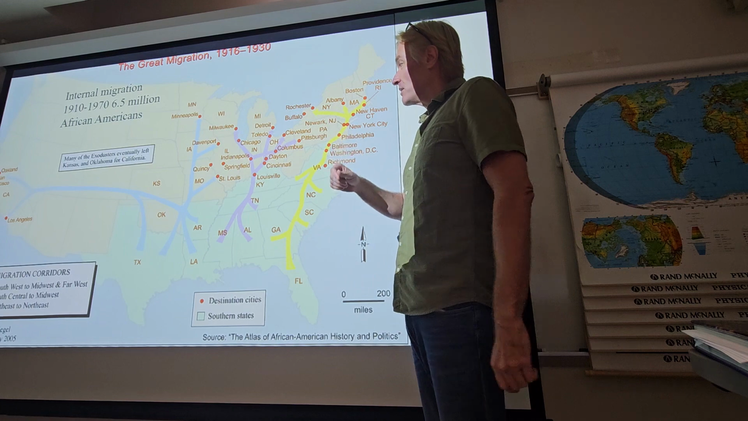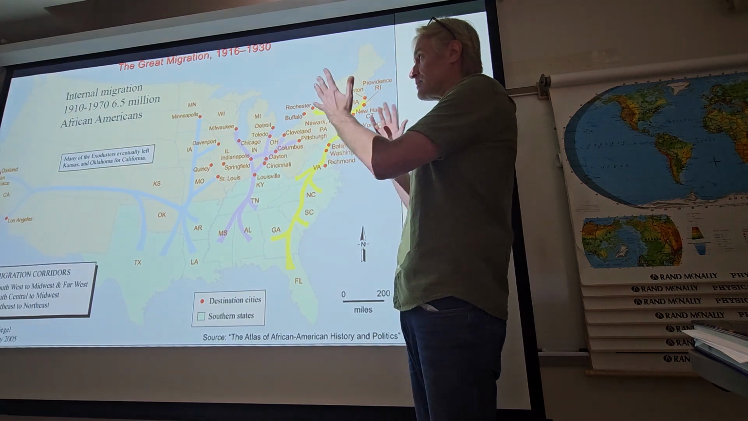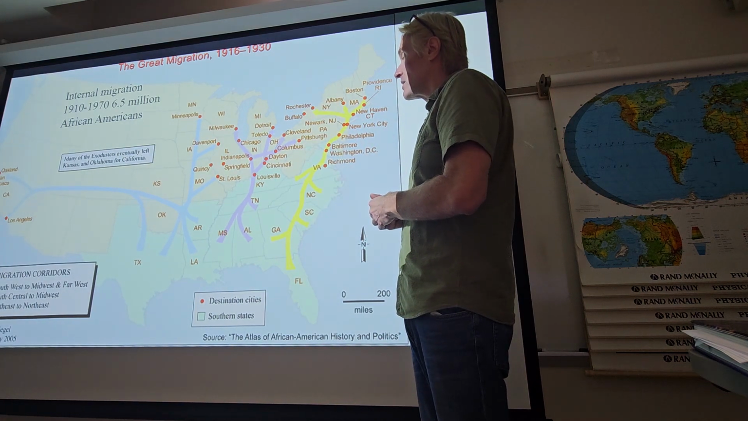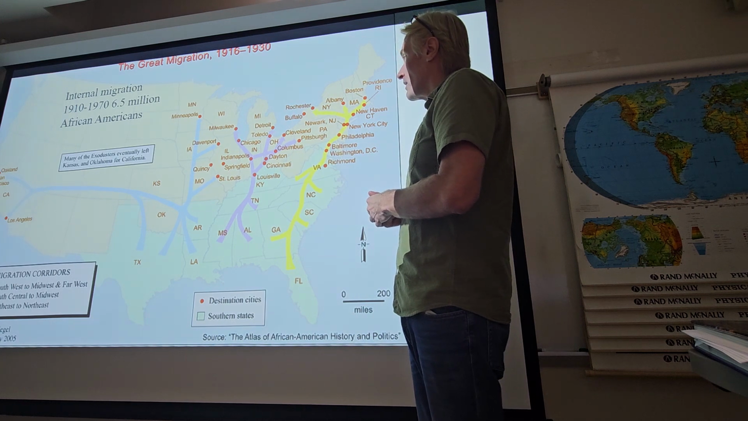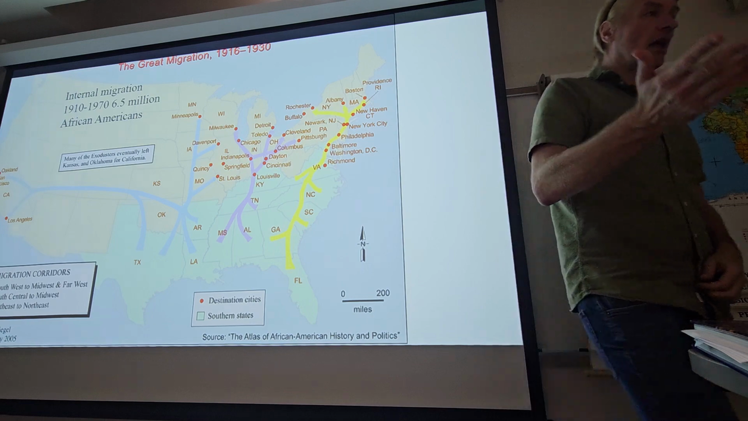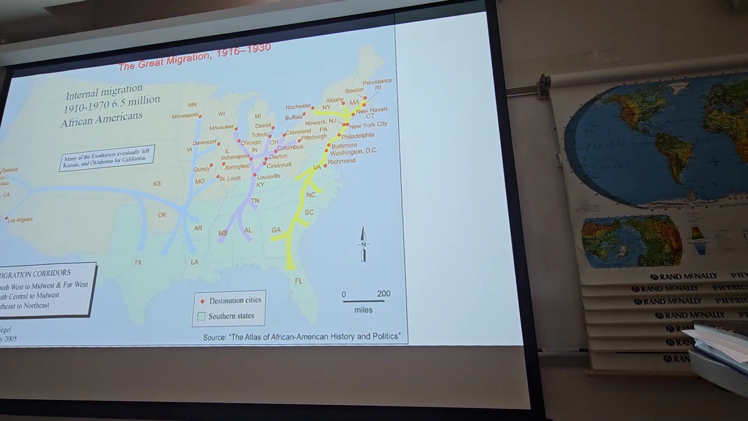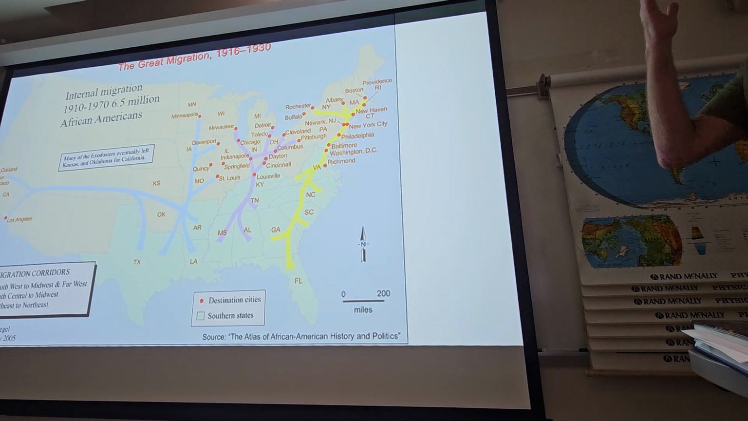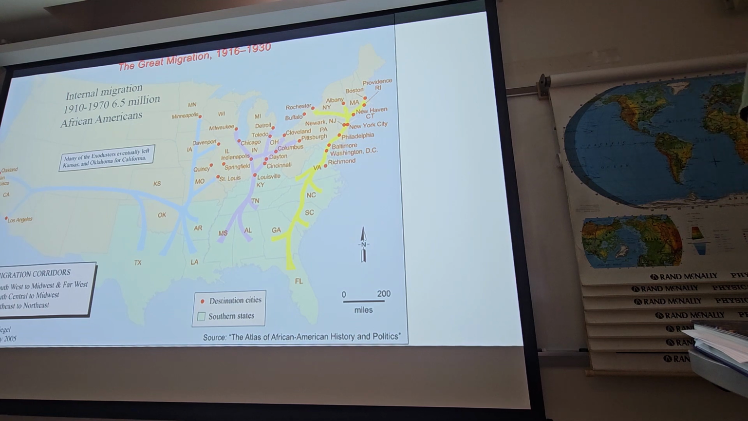And as you can see, specific states went to specific other states. This is often because you would have not just rivers that went along these pathways, but rail lines. A lot of this was by rail. And so very often the populations moved just directly north.